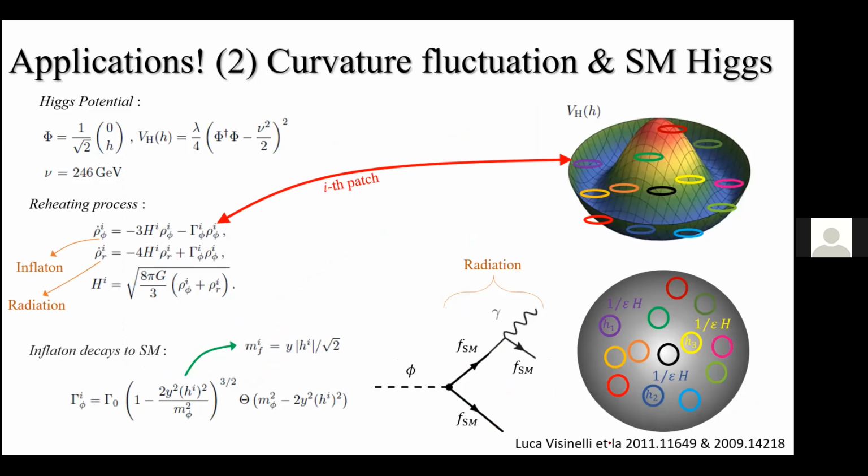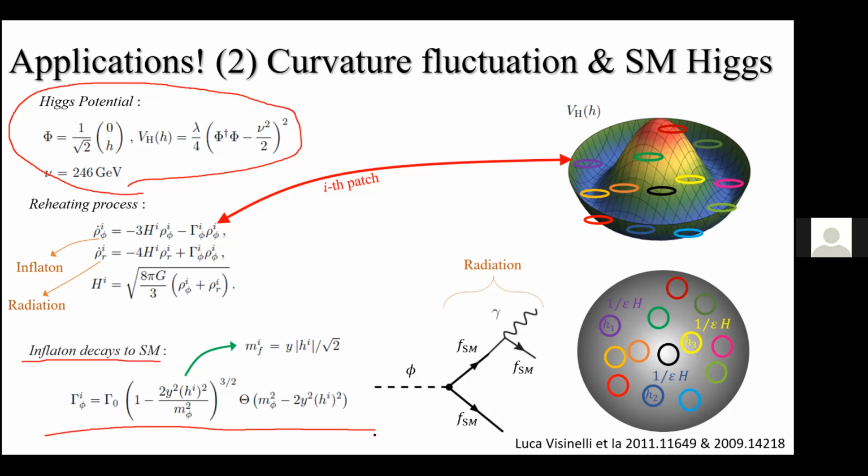Okay, so this is the second example, also very interesting. This one is the curvature fluctuation and the Standard Model Higgs. In this paper, they consider the purely Standard Model Higgs, and then they also consider the inflaton. They are considering the reheating part. In this part, the inflaton will decay to other particles, for example the Standard Model ones, mainly to Standard Model particles.